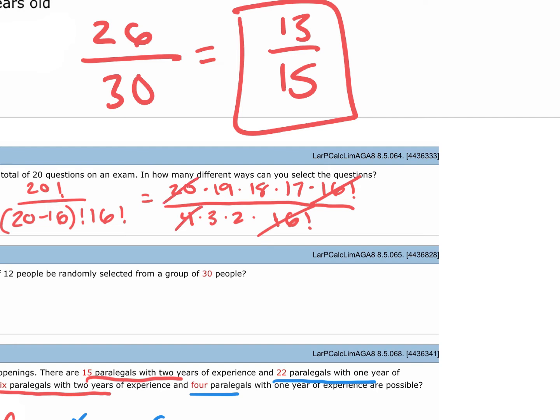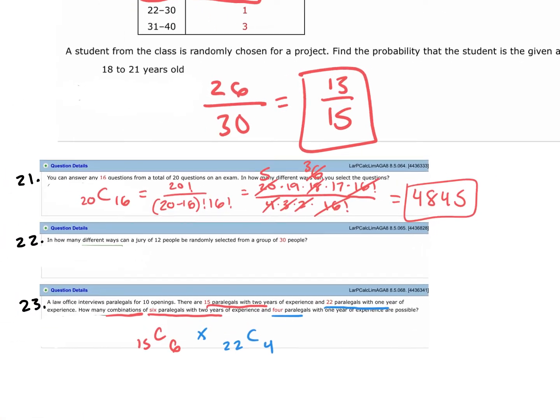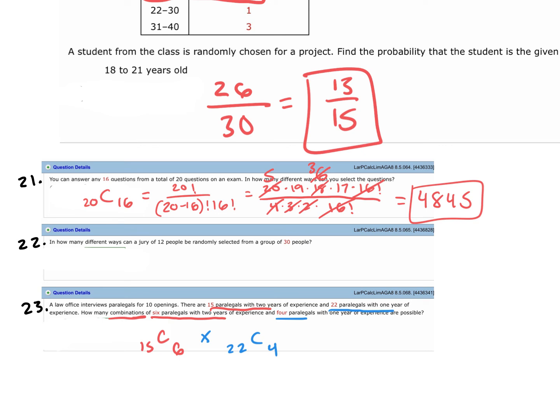I can simplify a little bit here. 4 goes into 20 5 times. 3 goes into 18 6 times. And 2 goes into 6 3 times. So 5 times 19 times 3 times 17. So 4,845. For this one, you guys can put this in your calculator, the factorials, but just make sure you show your work. So for questions like 21, make sure you show your work.